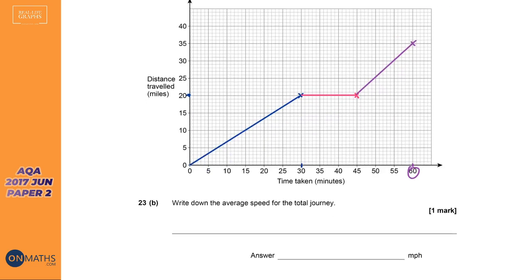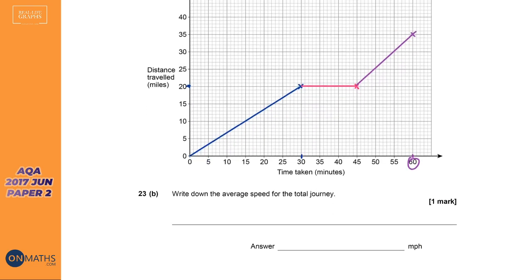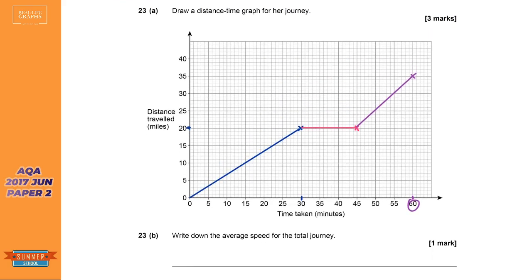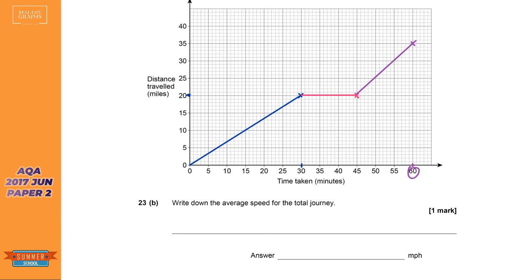Now we move on to the last question, and we're looking for the average speed for the whole journey. So looking at the distance speed time triangle, whatever you want to call it, to work out speed, we're going to cover that up. We do distance over time. So the distance travelled, so let's just show the working out. So speed is distance over time.